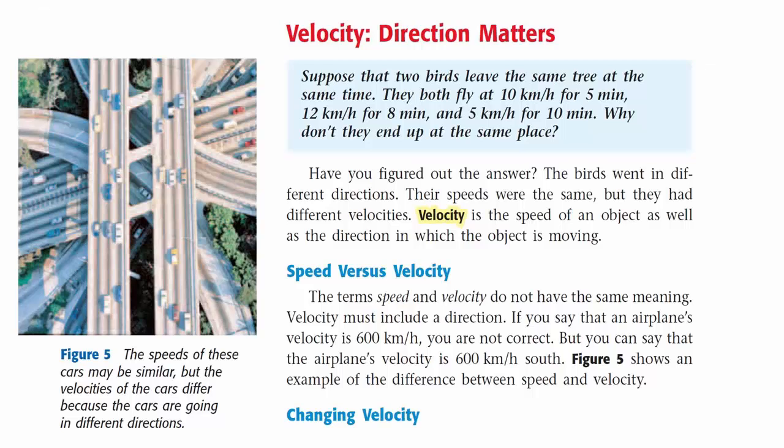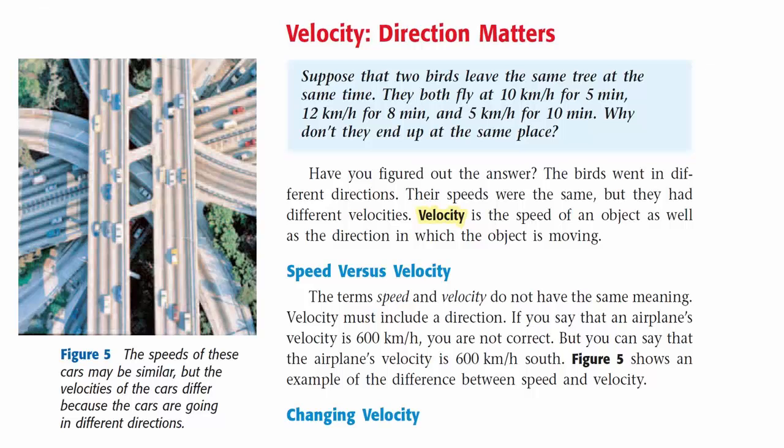Have you figured out the answer? The birds went in different directions. Their speeds were the same, but they had different velocities. Velocity is the speed of an object as well as the direction in which the object is moving.